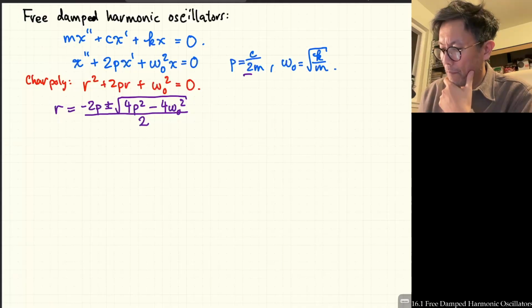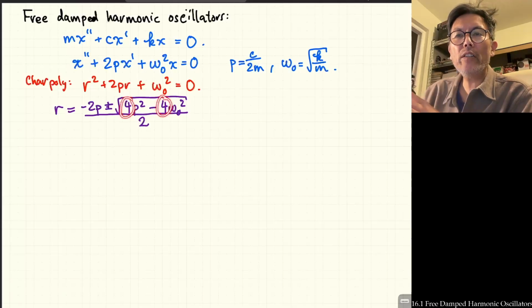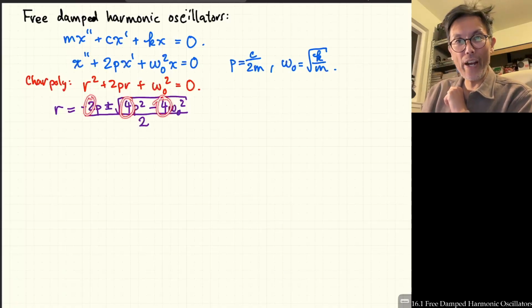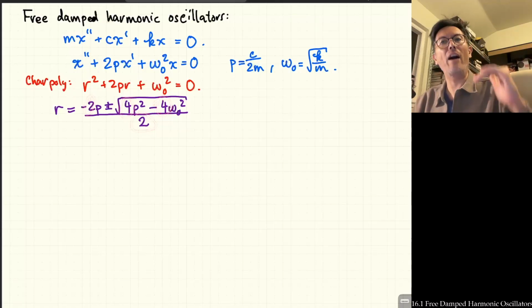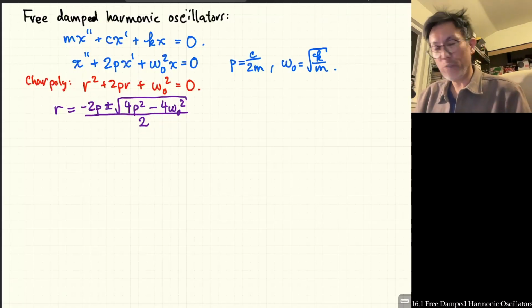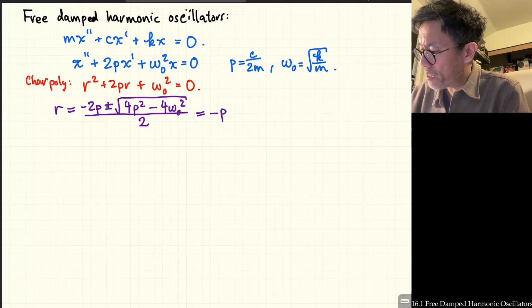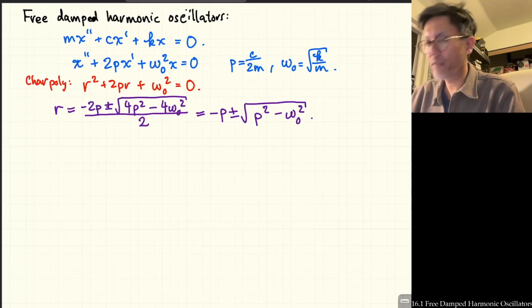It's because we can factor out a 4 from this square root here, right? If we factor out that 4, since the square root of 4 is 2, there is a 2 here and a 2 there that we can factor out and have cancel with the 2 that's downstairs. So after simplification, the roots become negative p plus or minus the square root of p squared minus omega naught squared.